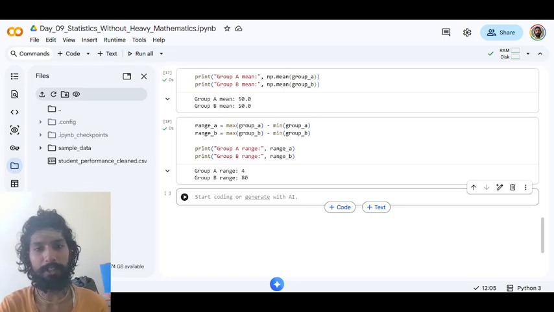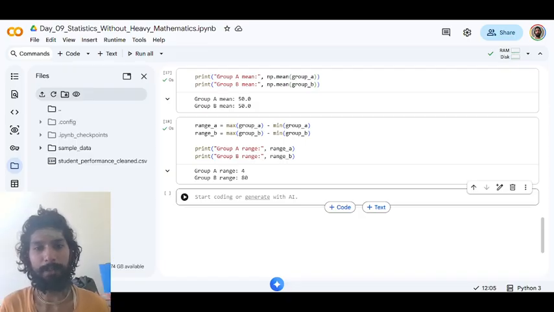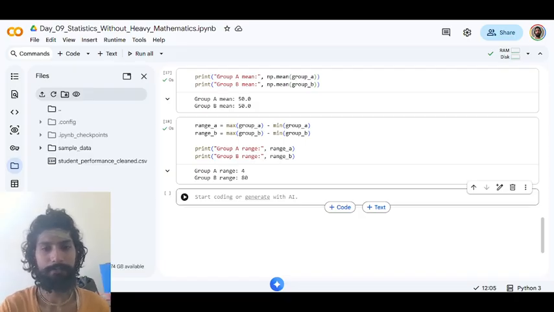The range is easy to understand. However, it uses only the smallest and largest values. It ignores everything in between. It can also be heavily affected by a single outlier. For example, if one incorrect score of 500 appears in the data, the range becomes very large, even if all other scores are close together.